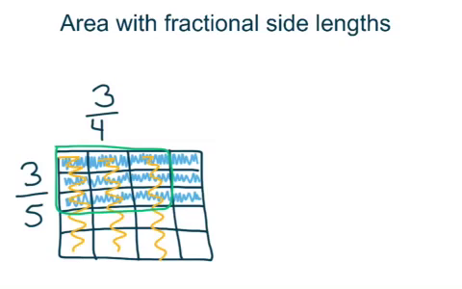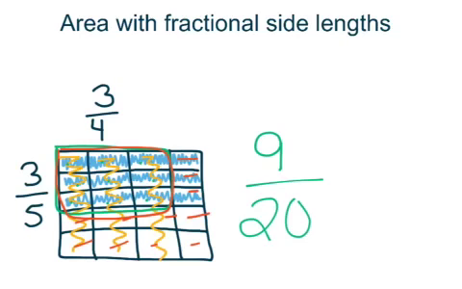I can see 3 times 3 is 9. But let's just count. 1, 2, 3, 4, 5, 6, 7, 8, 9. So I have 9 that's shaded in by both blue and gold. Now I got to see how many do I have all together. Well, I know this section that I already highlighted is 9. So let's go ahead and start from 9, 10, 11, 12, 13, 14, 15, 16, 17, 18, 19, 20. Looks like there's 20 all together. So my denominator here is going to be 20. So my fraction is 9 over 20.